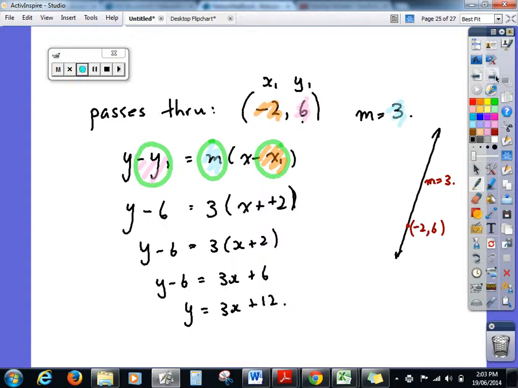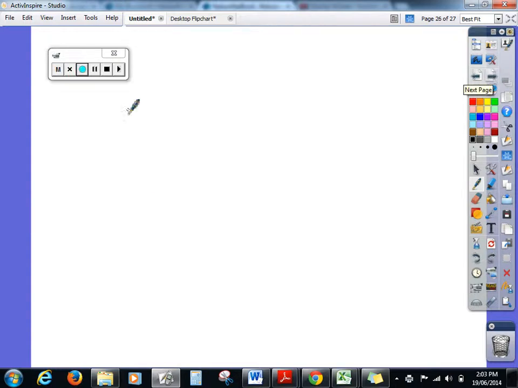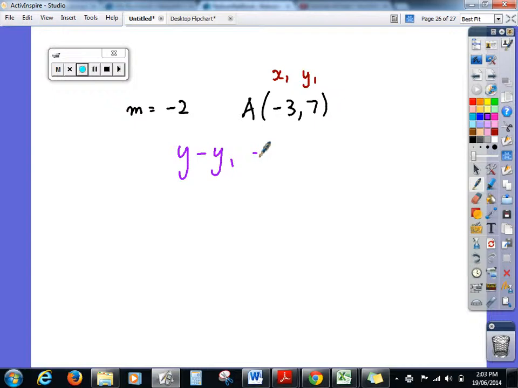One final example. So the gradient this time will be -2, and the point that we'll go through, we'll just call it A, might be -3, 7. Okay? So don't forget that this point here is x1, y1. These are the numbers that we're going to substitute in. Don't forget also to write down each time the formula, y minus y1 equals m(x minus x1). This will make sure that it goes into your brain and it can easily recall during the examinations.